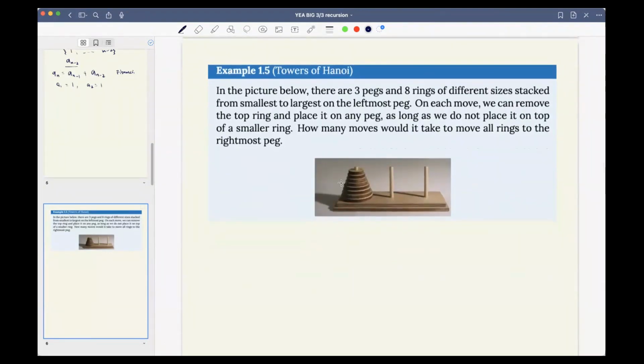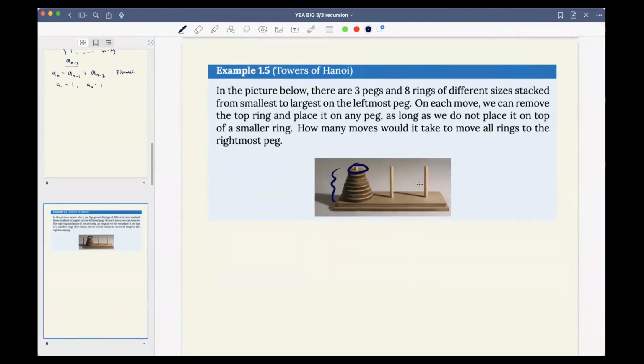In this picture, there's 3 pegs, so 3 of these sticks, and there's 8 rings here. They're stacked from smallest to largest on the leftmost peg, and on each move, we can remove the top ring, so this ring, and place it on any peg. So we can remove this and put it on here or here, as long as we do not place it on top of a smaller ring. So you can't have a small ring and then a big ring on top of that.